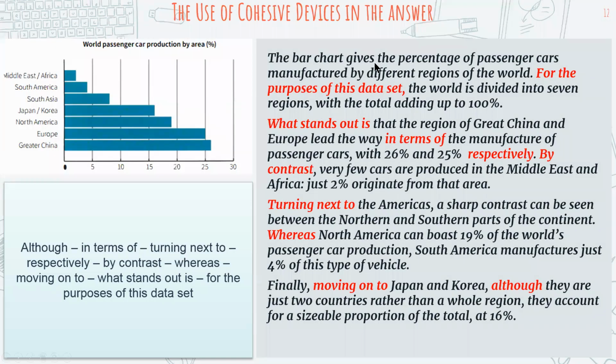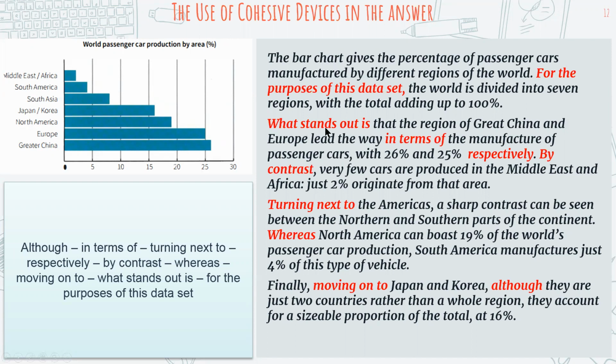The bar chart gives the percentage of passenger cars manufactured by different regions of the world. This is the introduction. For the purposes of this data set, the world is divided into 7 regions, 1, 2, 3, 4, 5, 6, 7, with a total adding up to 100%. So these are the 7 regions. What stands out is that the region of Greater China and Europe lead the way in terms of the manufacture of passenger cars, with 26% and 25% respectively. So these are some good cohesive devices. Here we have for the purposes of this data set.